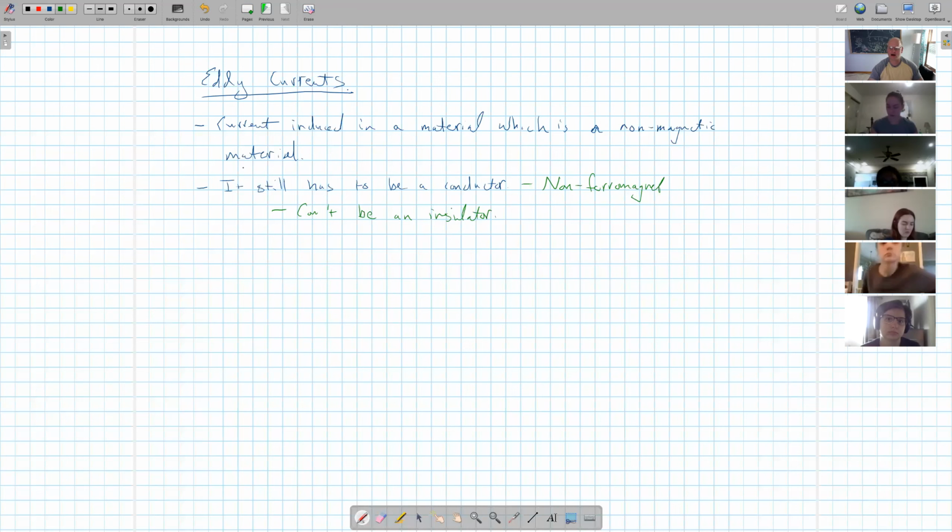Your ferromagnets are the types which make your permanent magnets. So things like bar magnets, your refrigerator magnets, those are ferromagnetic materials. Here we're talking about a conductor which is a non-ferromagnet, so it's either going to be paramagnetic or diamagnetic.